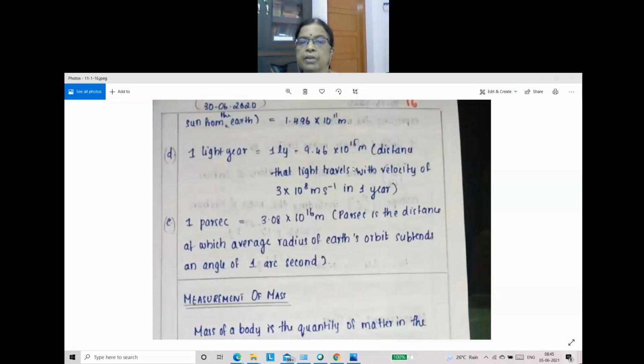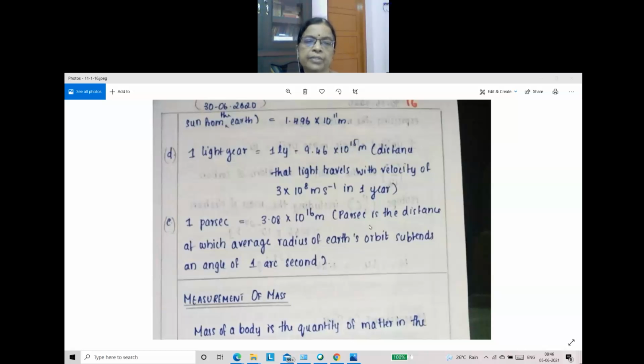So the distance that light travels with a velocity of 3 into 10 raised to 8 meter per second in 1 year, that is the distance traveled by light in 1 year. With that velocity, light travels, and how much distance it travels in 1 year, that is a light year. That is 1 light year, children.